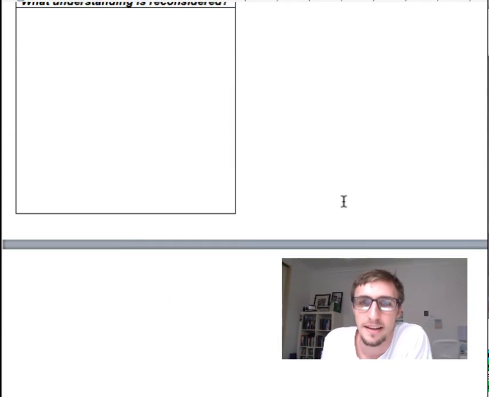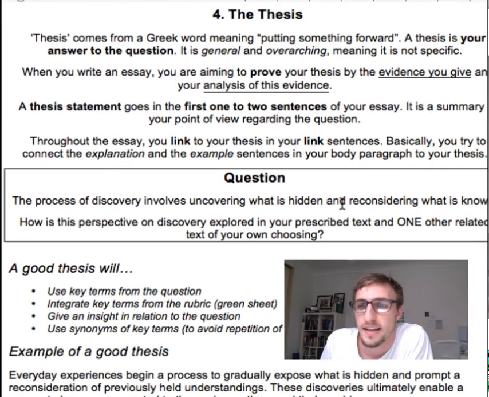Now, the hard bit comes when you get to this stage, when you actually start writing out the thesis. You'll remember that a thesis is your answer to the question, and it's a general statement that is going to inform the rest of your essay. Remember that you're always trying to prove your thesis with the evidence that you give.